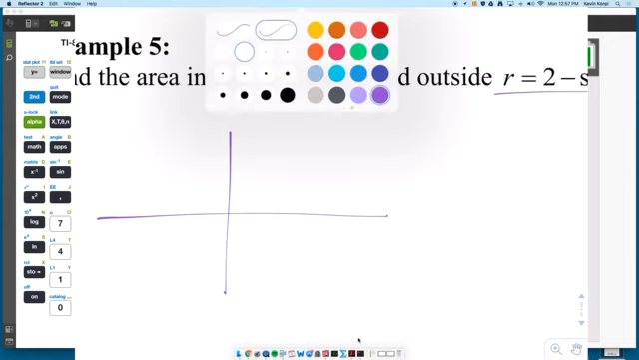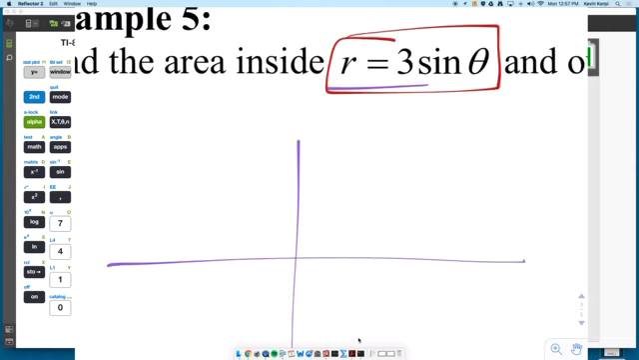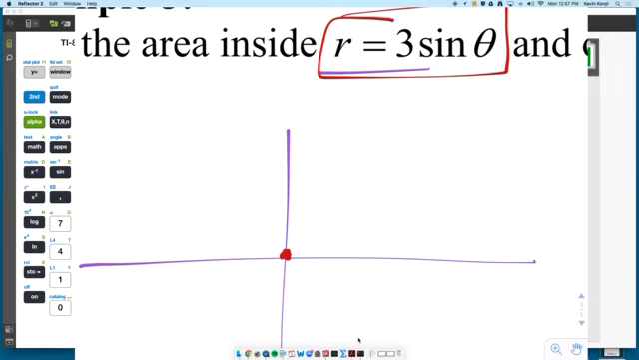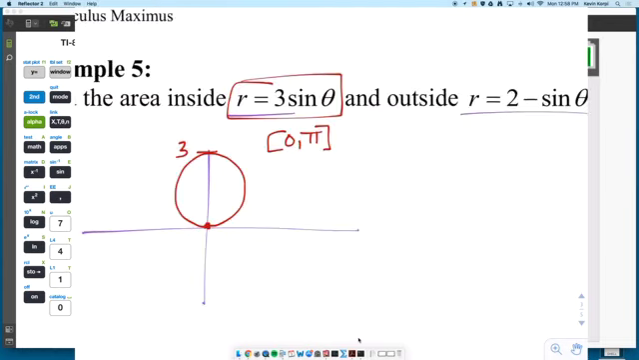And here's where it could be helpful to know what the graph of each of them looks like. I'll graph this one in red. What can you tell me about 3 sine of theta from example 1? It starts at the pole, right? You can figure that out. And it has y-axis symmetry, and it traces out like that. Let me make it a little bit bigger. It has a diameter of 3, and remember, it traces out from 0 to pi. Okay, so that's what the first one looks like.